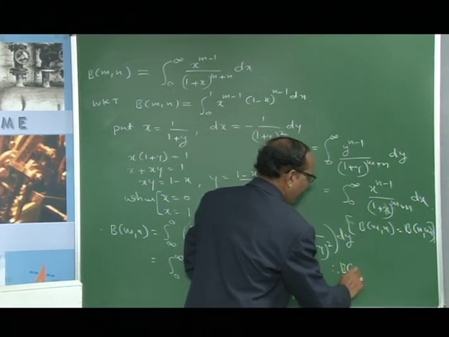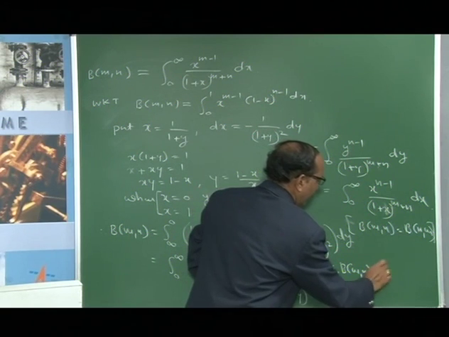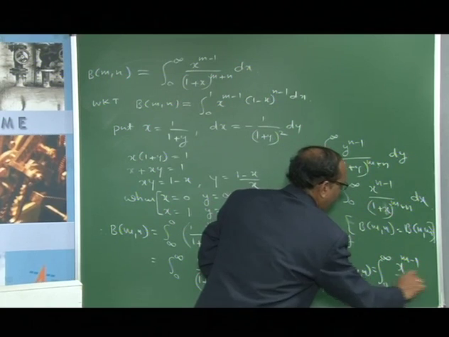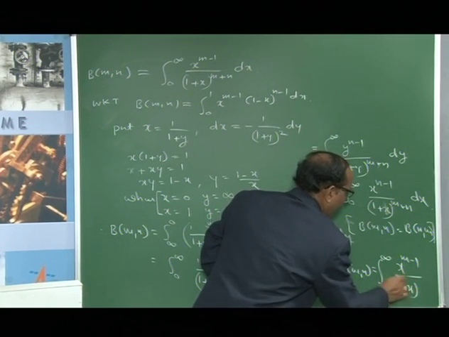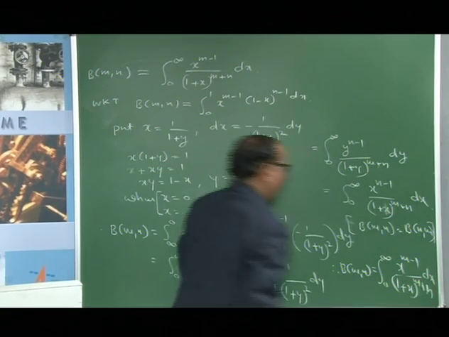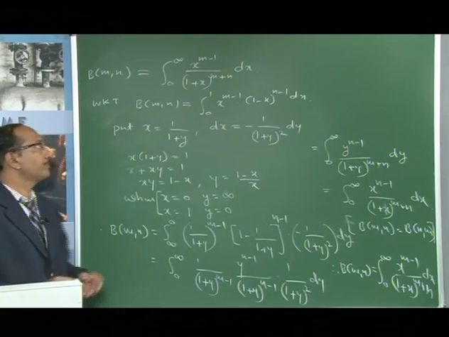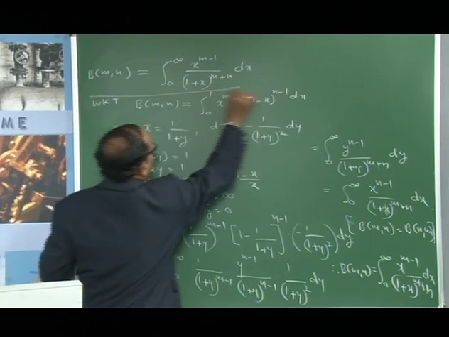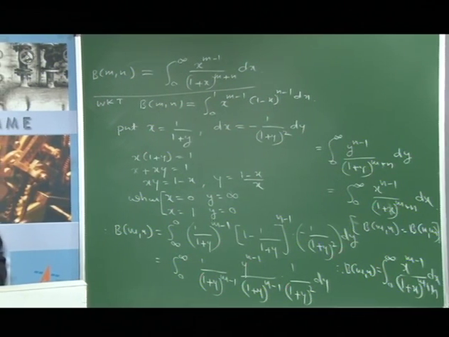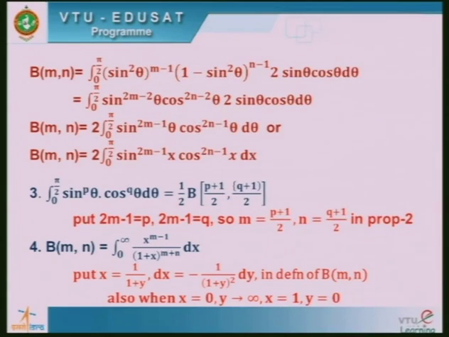Therefore, beta mn is integral 0 to infinity x to the power m minus 1 over 1 plus x to the power m plus n dx. So, that is the property. This property is proved. So, any beta mn is nothing but integral 0 to infinity x to the power m minus 1 over 1 plus x to the power m plus n.